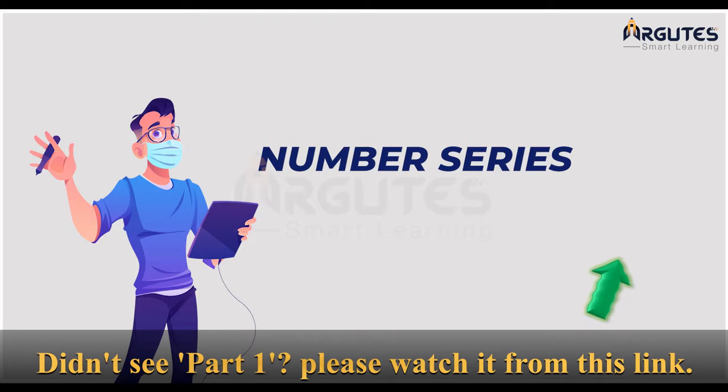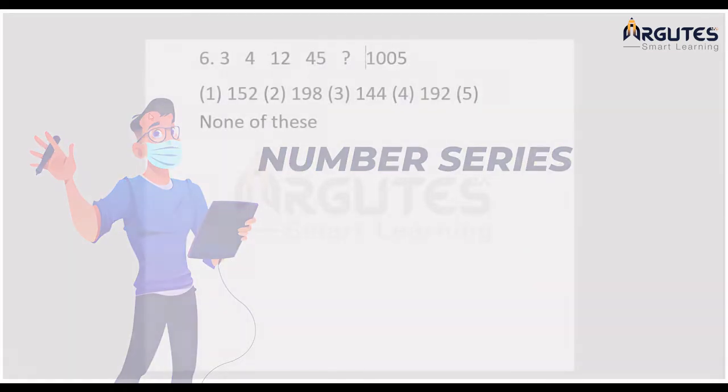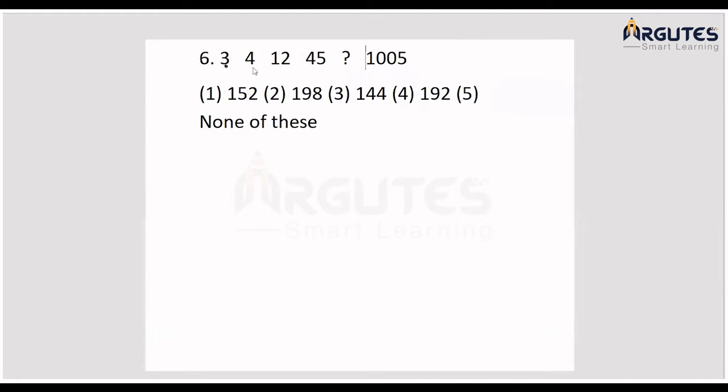Now we will look at another question on this concept only. The series is 3, 4, 12, 45 and 1005. It is increasing disproportionately. As it is increasing disproportionately, we came to know that this is a concept of maximum slope, meaning something is getting multiplied. Here we don't know what 45 gets multiplied by to give the missing term, and what the missing term gets multiplied by to give 1005.